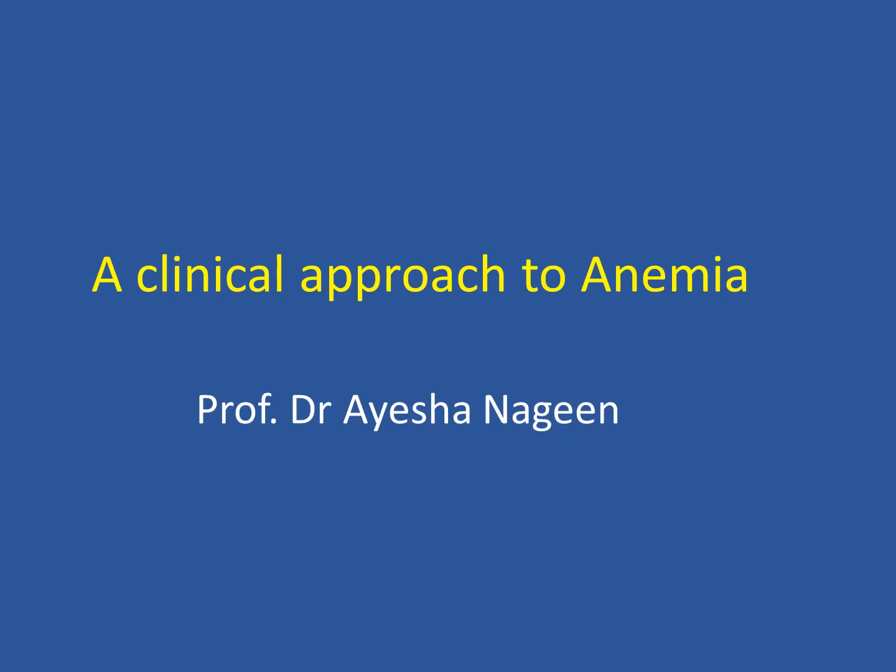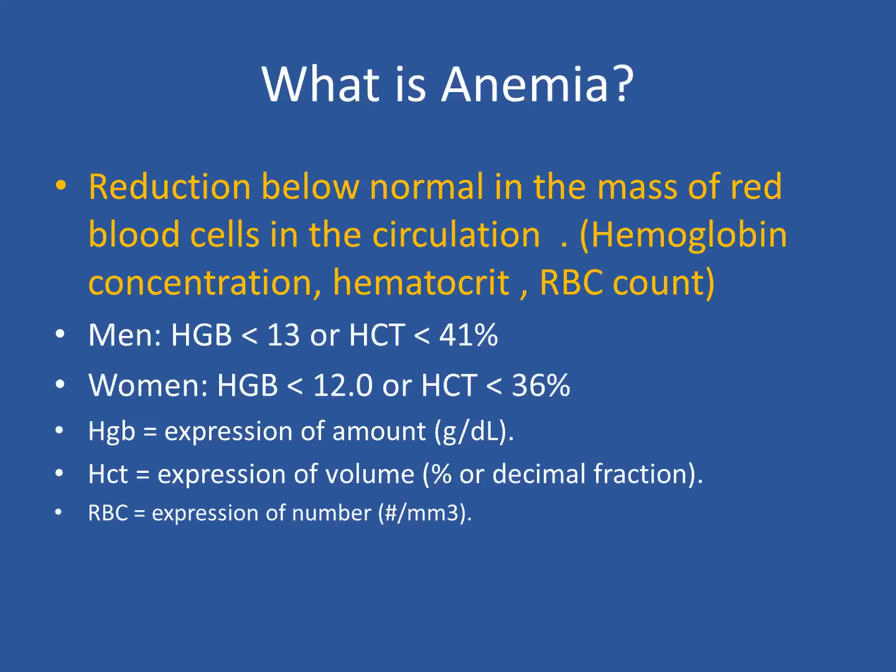So what is anemia? A clinical approach to anemia. Anemia is something that you guys already know by pathology and everything. A reduction below normal in the mass of red blood cells in the circulation, hemoglobin concentration, hematocrit, and RBC count. If you see a hemoglobin in men less than 13, they are anemic. If you see in women, a hemoglobin less than 12, they are anemic. A hematocrit less than 41 in men, a hematocrit less than 36 in females. An RBC count as well. So hematocrit is going to be less, hemoglobin is going to be less, and then you're going to say they're anemic. So these are your cutoff points for whether they're anemic or not.